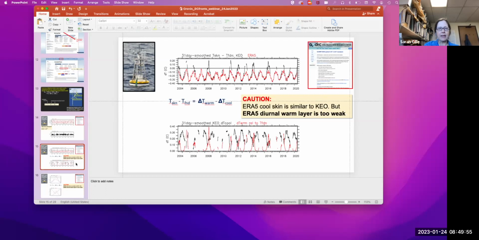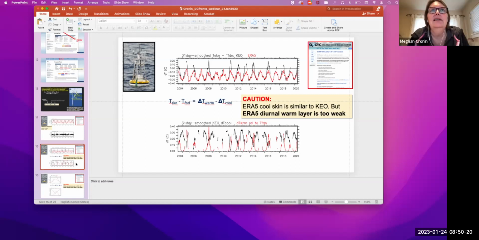Megan, I have to ask the routine question we always ask about ERA5 products, which is, I assume the Keo data are on the GTS. So how much is ERA5 assimilating the answer, and how much is it independent? If you had a place where you didn't have data that were properly transmitted, would you get a different answer? We never know the answer.